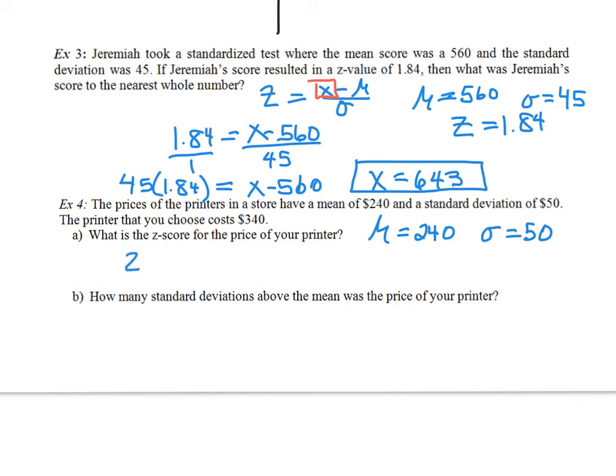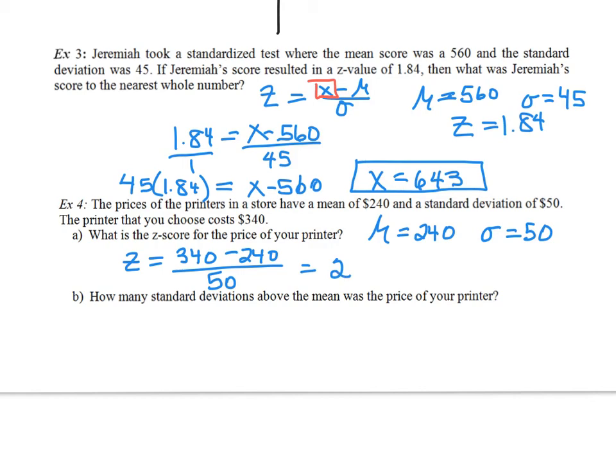So I'm going to calculate z by taking the cost of our printer, $340, and subtracting the mean, $240, and then dividing by 50. So basically our printer was $100 higher than the mean. So when I take that 100 and divide by 50, I see that my z-score is equal to 2.